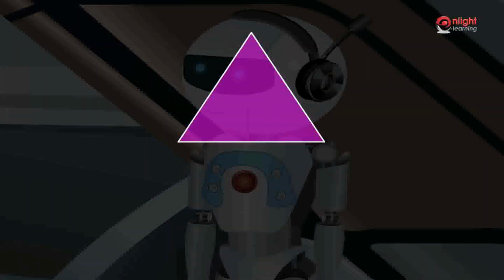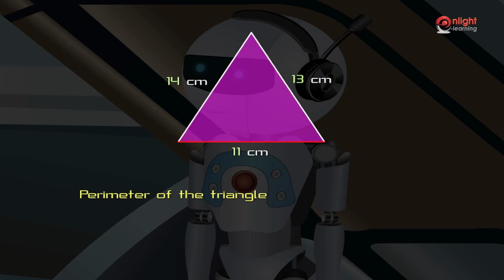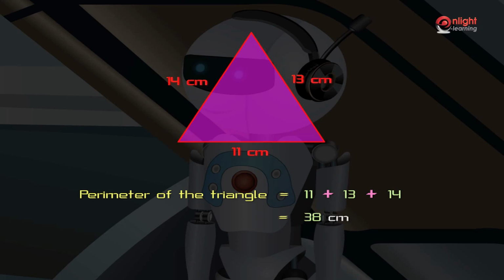Consider a triangle having side lengths equal to 11 centimeters, 13 centimeters and 14 centimeters. We are supposed to find the perimeter of this triangle. The perimeter of the triangle is the sum of the lengths of all the three sides, which is equal to 11 centimeters plus 13 centimeters plus 14 centimeters, which is equal to 38 centimeters.